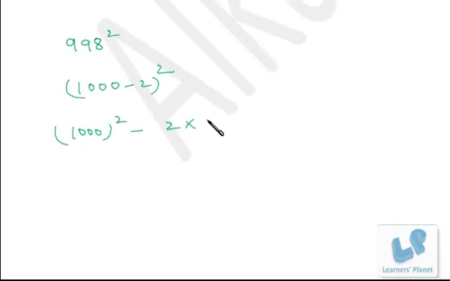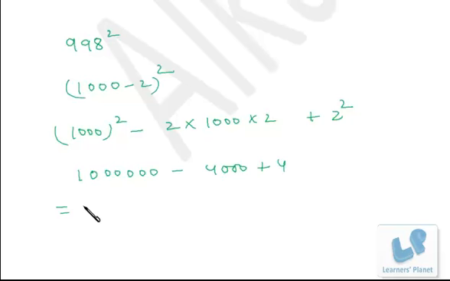Let's find out 998 square. So that is 1000 minus 2 whole square. That is (a minus b) whole square. So it's a square minus 2ab plus b square, right? So it's 1000000 minus 4000 plus 4. So we have to do this calculation. So that will be 996004. That is the square of 998.